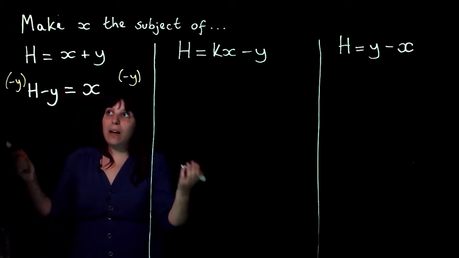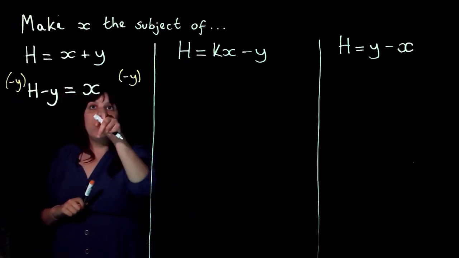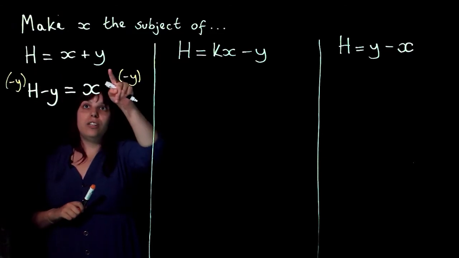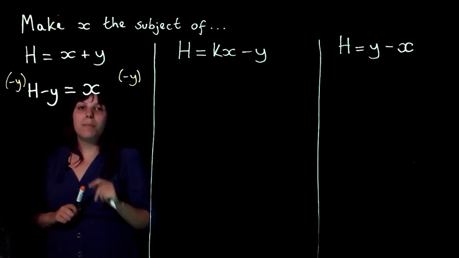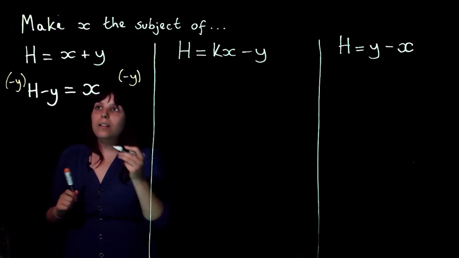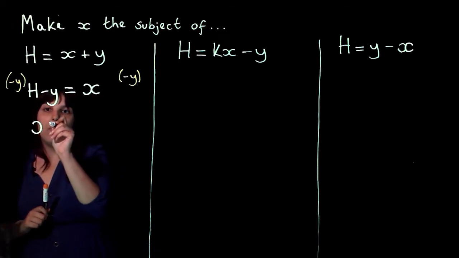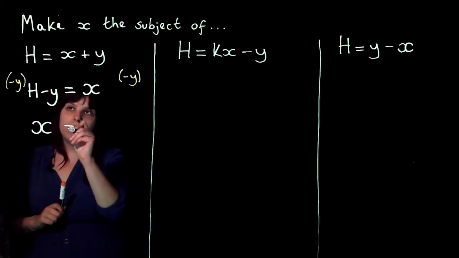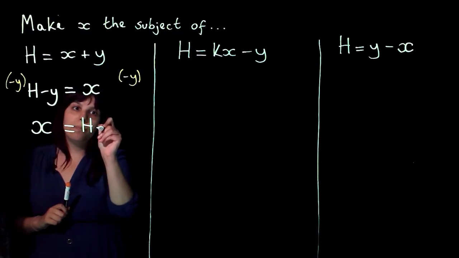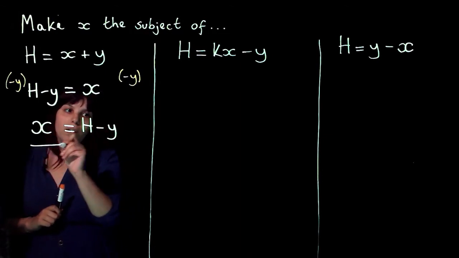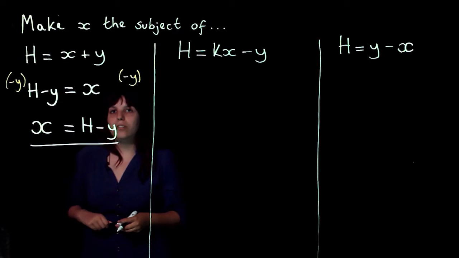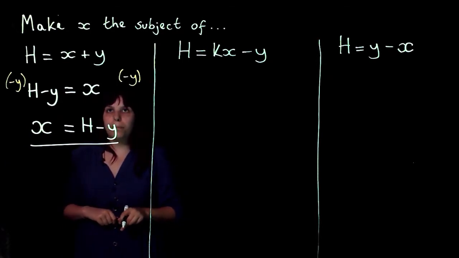So already in that one step, I have rearranged this first equation to give me x equals, and to make x the subject. But we like to put the x on this side. So all I'm going to do is switch the sides round. And that is our solution, x equals h minus y.